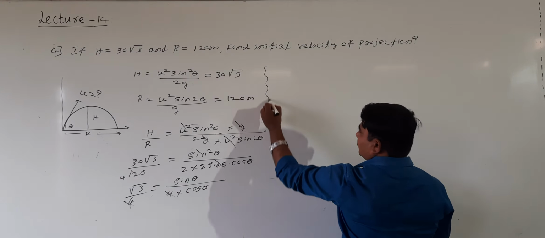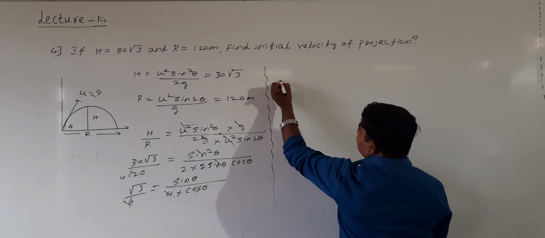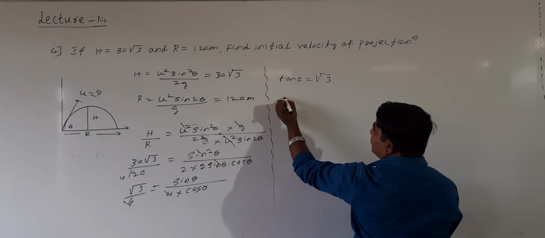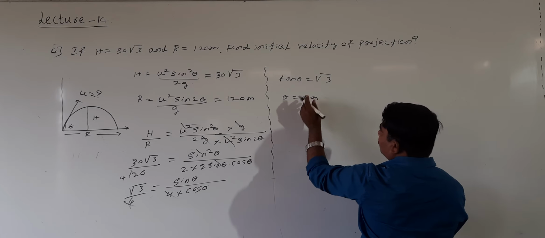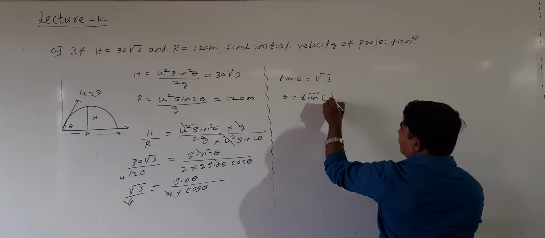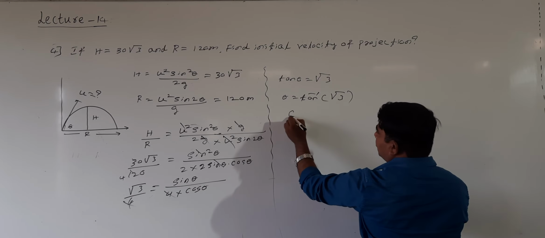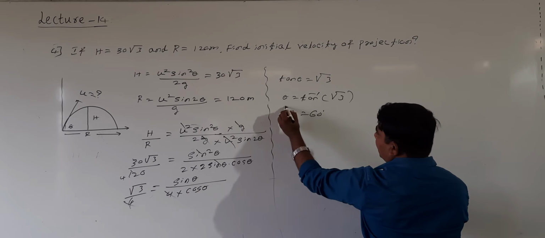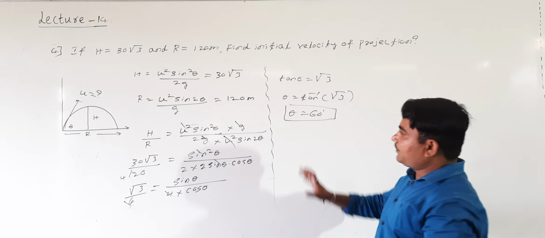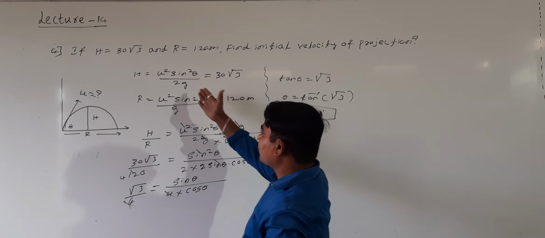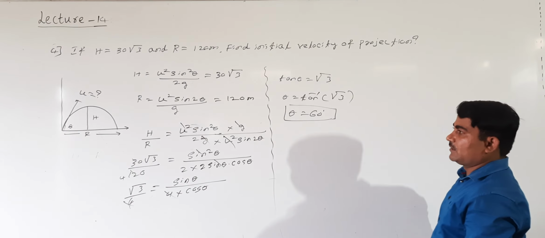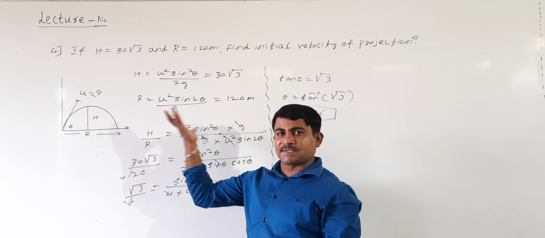I will write here. Look at it. Tan theta equal to root 3. Or what is theta? Theta equal to tan inverse of how much? Root 3. Or theta equal to how much? 60 degree. Theta equal to 60 degree. Then if theta equal to 60 degree, directly put this formula. H equal to H. From H you can get the initial velocity. Or you can put in R also, no matter. You will get the same value.